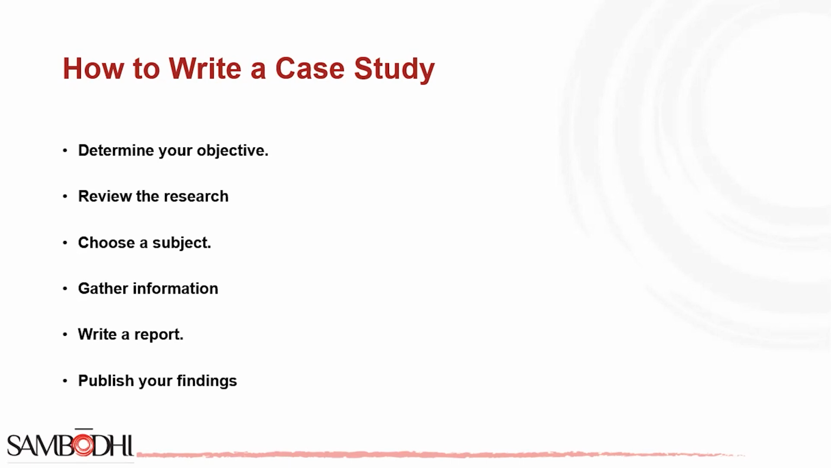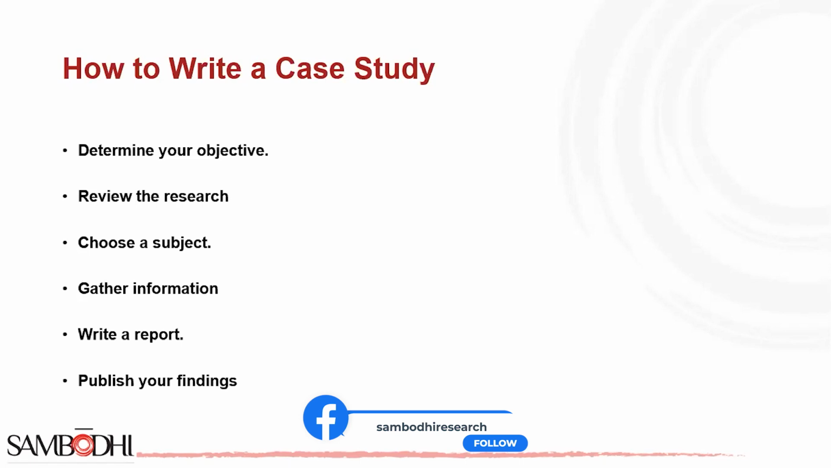Gather information. A case study about a person, organization, or a group may rely on questionnaires or interviews to gather information. If you are studying an event, you might use a combination of academic research and witness interviews. In some cases, you will record your own observations as part of the study. Then write a report. Most case studies culminate in a written report.